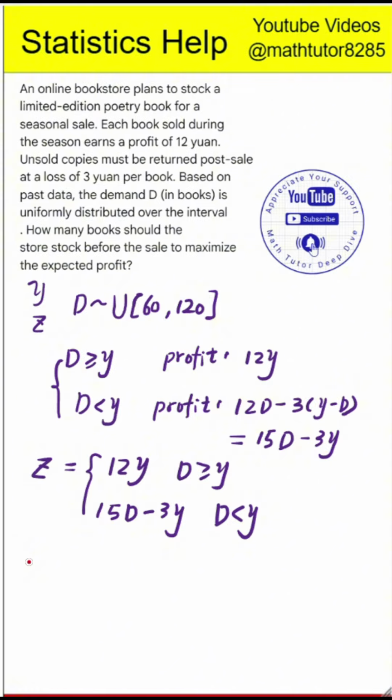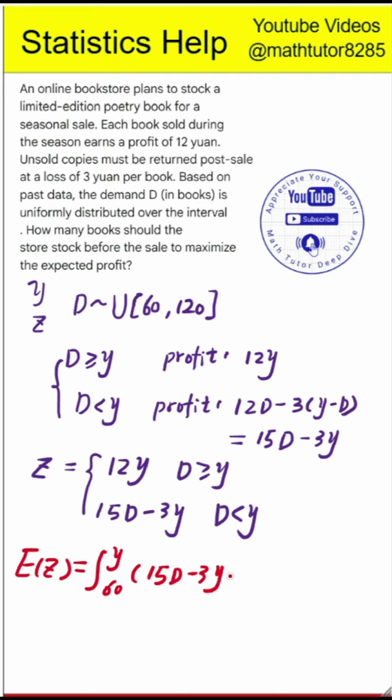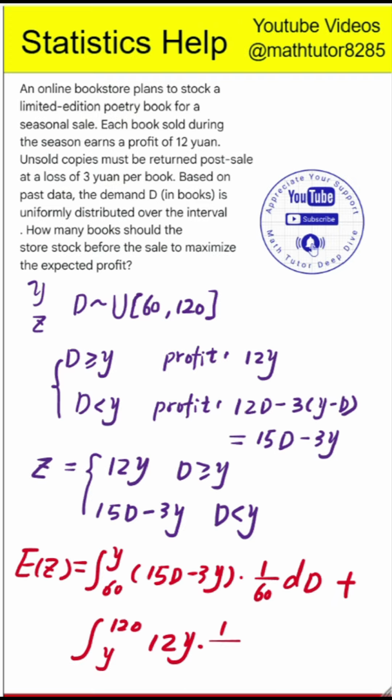Next step is to express the expected profit. Since the demand D is uniformly distributed between 60 and 120, each value of D in that interval is equally likely. This allows us to compute the expected profit using two integrals. For the first part, where demand is less than Y, we calculate the expected value of 15 times D minus 3 times Y, averaged across all values of D from 60 to Y. For the second part, where demand is greater than or equal to Y, the profit is always 12 times Y, so we average that over all values from Y to 120.